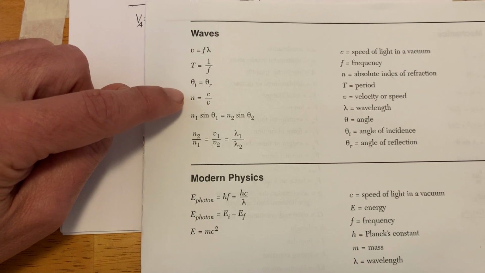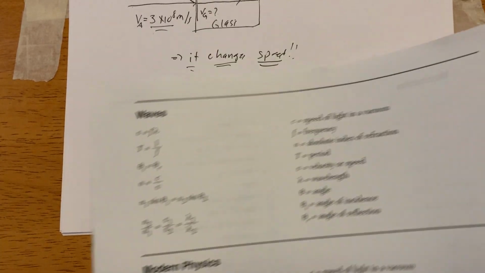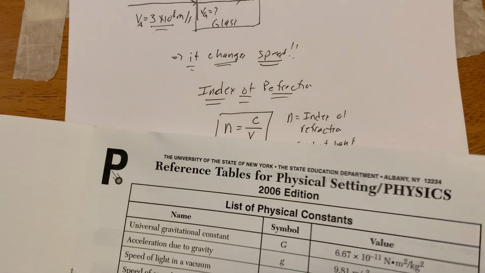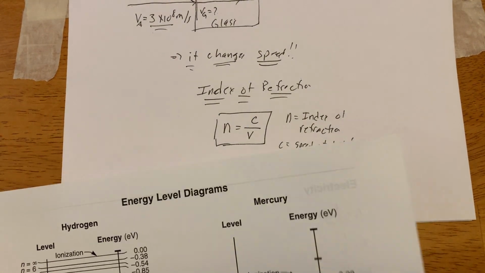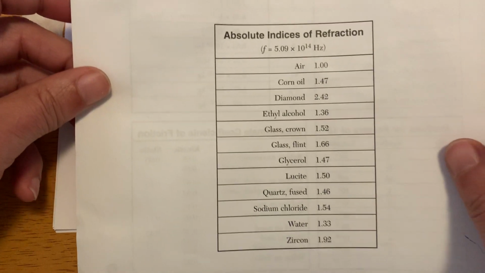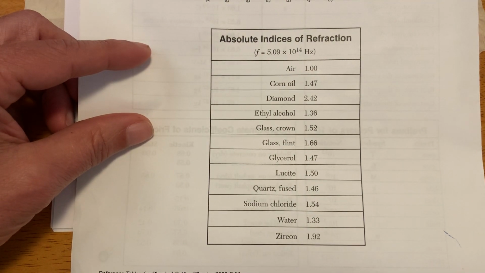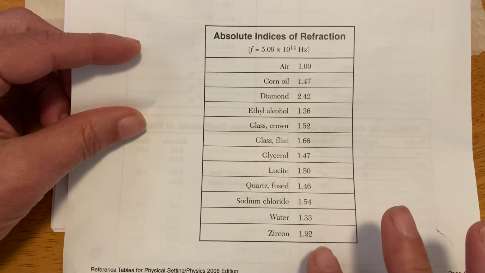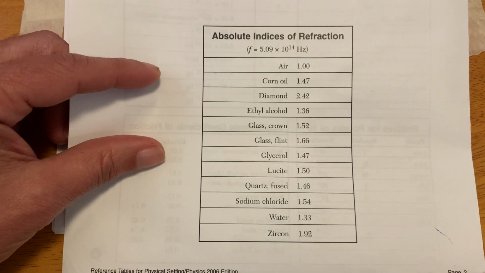Now, N is just a property of a material. So if we go to our reference table, I think it's on the front page. Where is that? Nope. It's on one of these inner pages right here. There's a rather large chart of absolute indices of refraction. Okay, so let's take a look. Now, we're going to have some numbers. So I want to describe what these numbers mean.